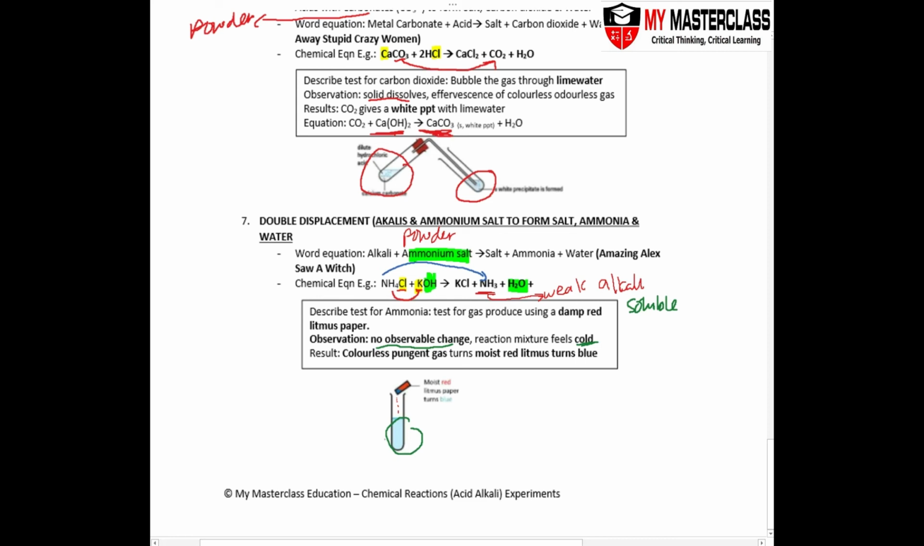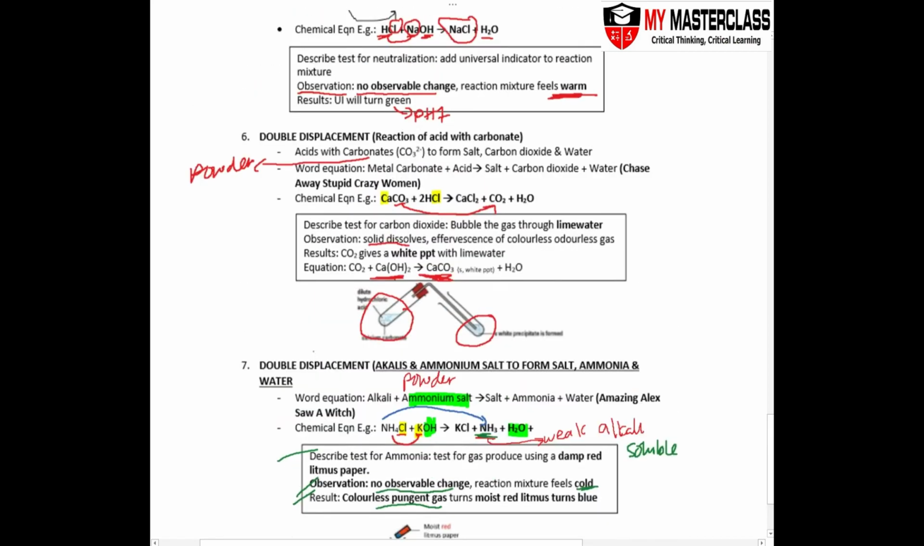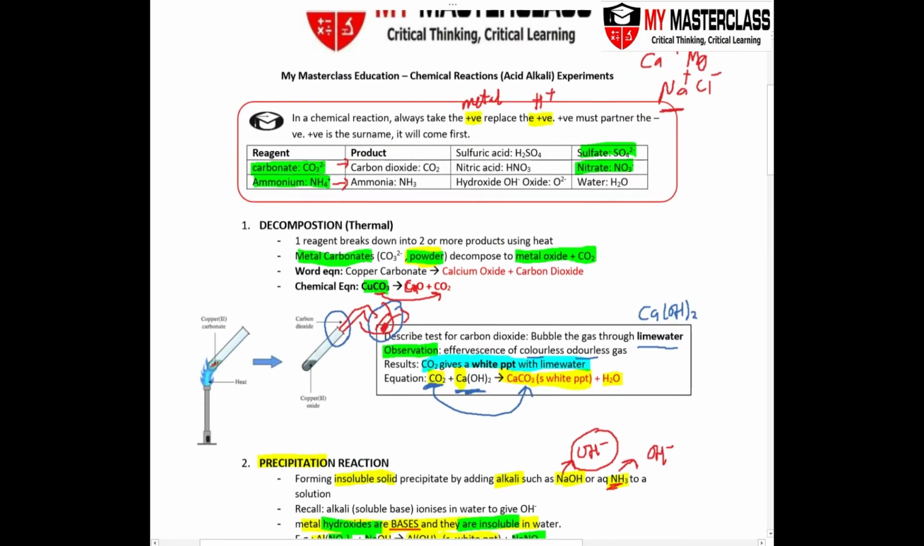Okay? And then even though you have no observable change, what you can do is you can smell it. So the result is your colorless pungent gas. Okay, no color, but the smell is pungent, is no longer colorless. Okay, and this colorless pungent gas will turn the moist red litmus paper blue because your ammonia gas is a weak alkali. Okay, so in practical, be very clear. You know how to write the observation, the results, as well as the test for all the things that we discussed in this video.